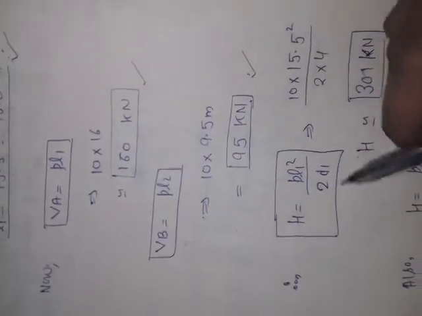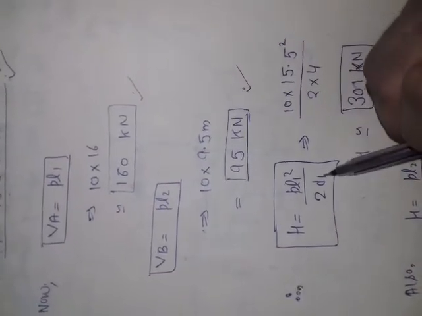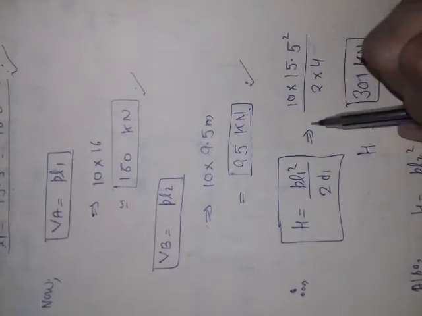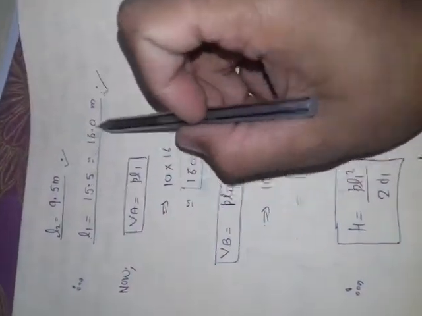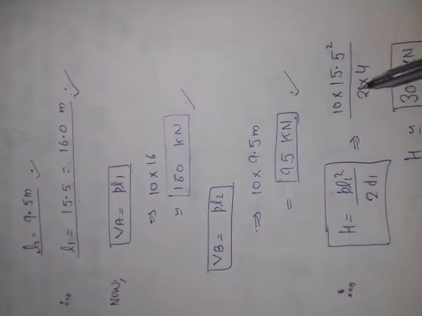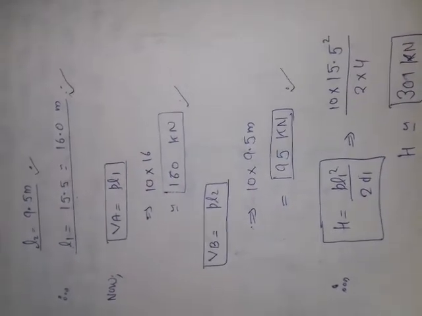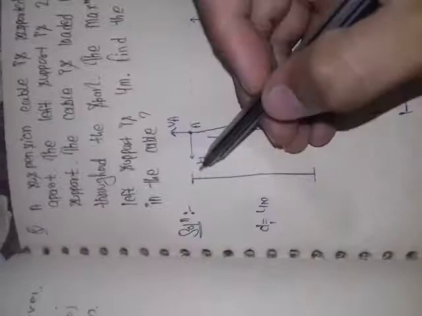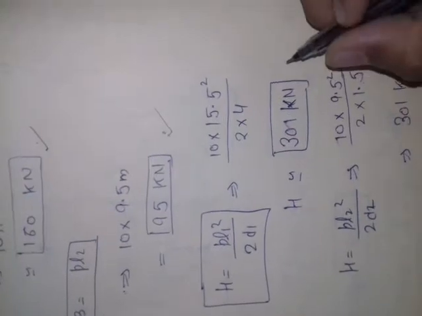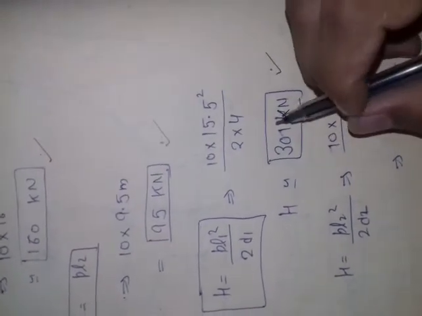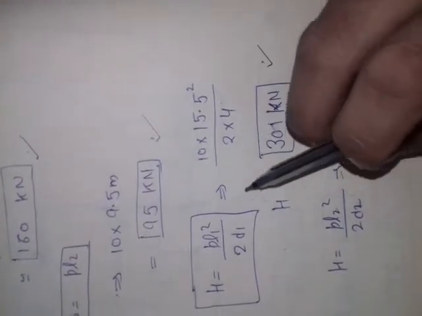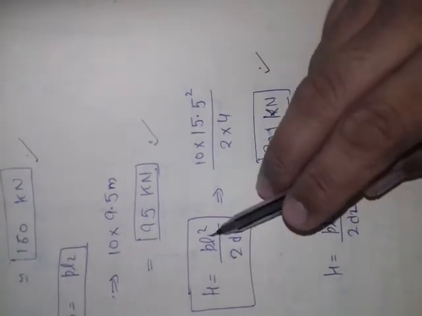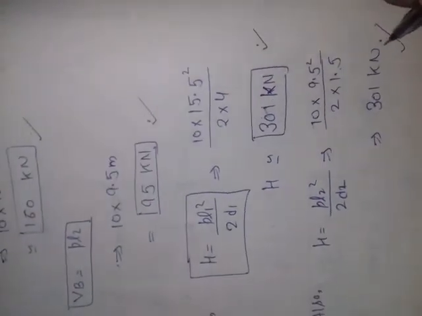Now the formula for the horizontal thrust is H equal to P L1 square upon 2 D1, which is equal to P L2 square upon 2 D2. The value of P is 10, L1 is 15.5, or you can take 16 approximately, divided by 2 into D1, and D1 is 4 meter. So we calculate the horizontal thrust as 301 kN. You can check whether this is correct by taking L2 with respect to D2. Both values are the same.